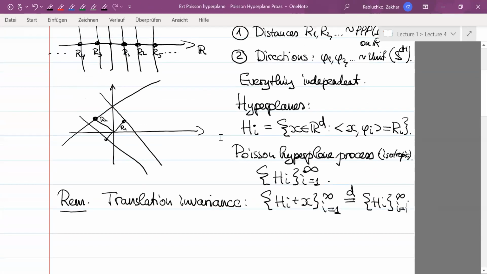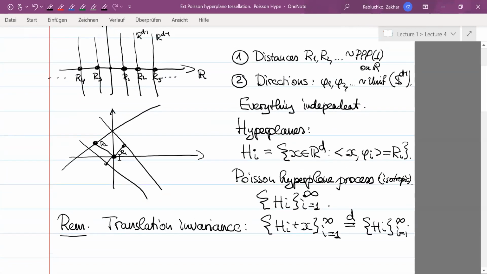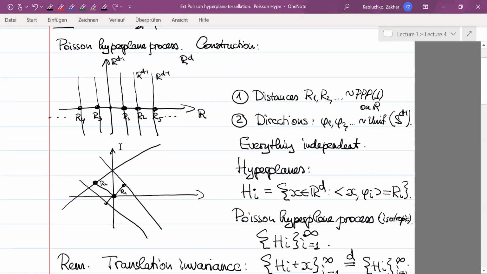Well, this is not quite trivial because this construction was not really stationary. It uses the origin as the starting point, as a reference point. Now, why is it stationary? Just for the following reason. It is clear that this process is stationary, just because the Poisson process on the real line is stationary. So if I shift it, I get the same in distribution.